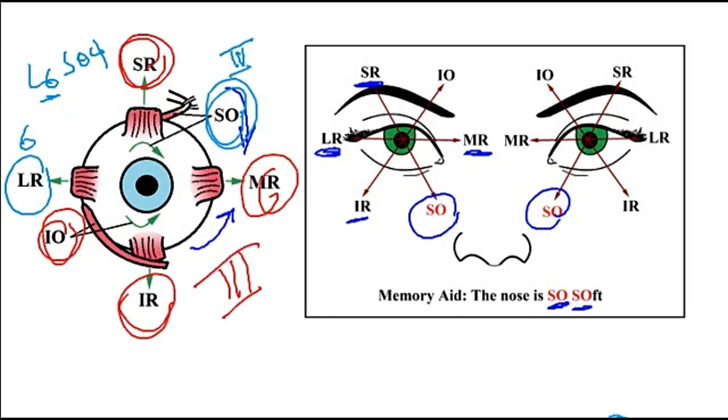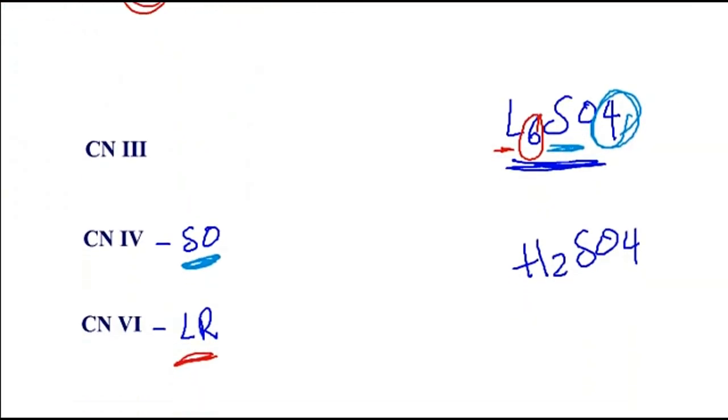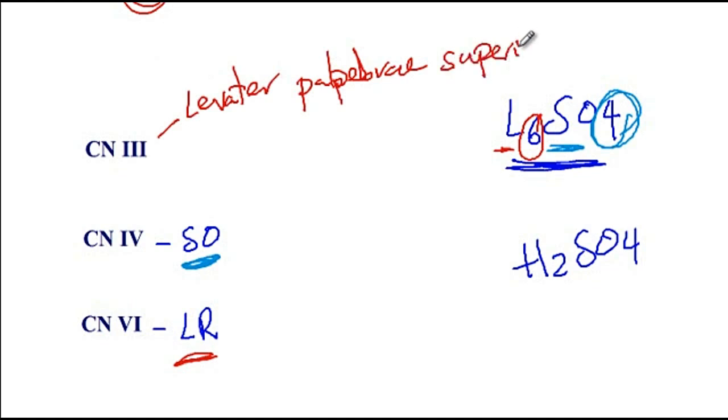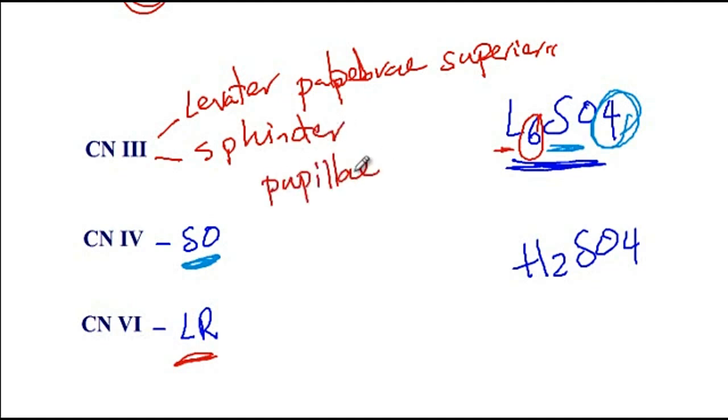Now, in addition to these 4 muscles, cranial nerve 3 is also innervating the levator palpebrae superioris, which is required for opening the eyelid. It also innervates the sphincter pupillae, which is required for constriction of the pupil. And then finally, it innervates the ciliary muscle, which is required for accommodation.